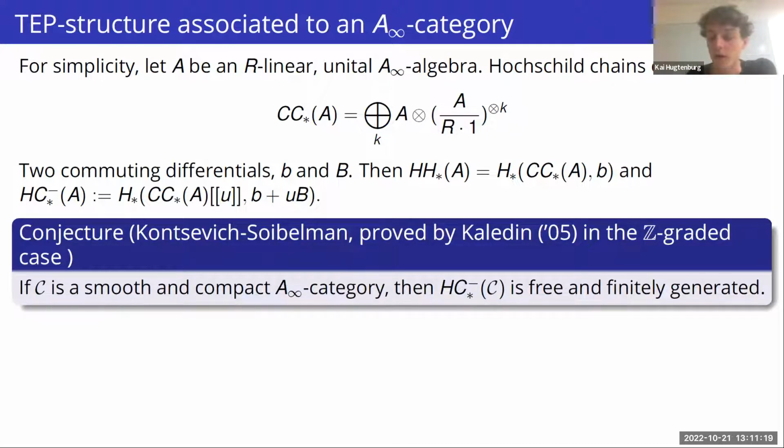And what Kontsevich and Soibelman conjecture, which was proved by Kaledin in the Z-graded case in 2005, is that if your A infinity category is smooth and compact, then actually this negative cyclic homology is free and finitely generated. And that is one of the things we need for us to be able to define a TEP structure on it. But we're always going to assume this holds.